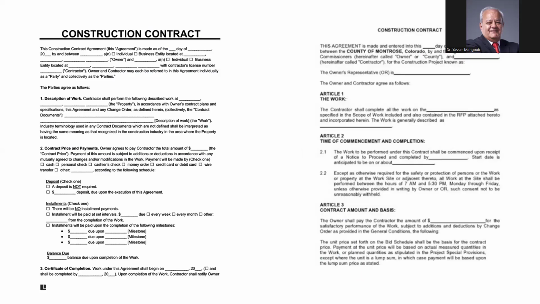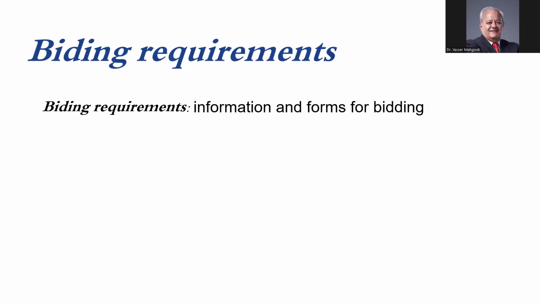So these are types of construction contract. The parties of the agreement, the amount of work, the method of payment, everything is specified according to articles that govern the work of the parties. Bidding requirement.